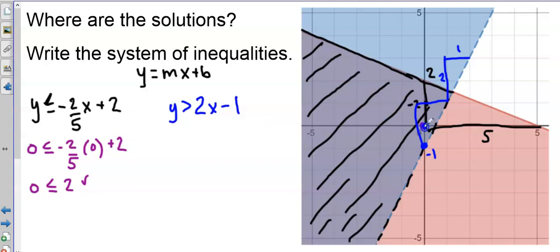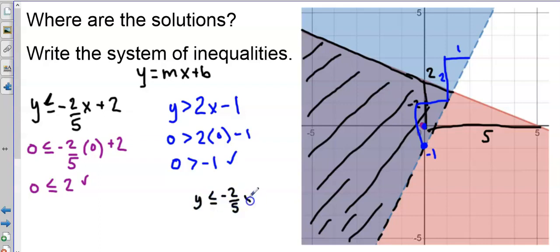So if my test point is 0, 0, I'll substitute 0 in for y, 0 in for x, and make sure that that's a true statement because it is in the blue shaded region. So that's 0 is greater than -1, which is a true statement. So the system of inequalities that is graphed here is y is less than or equal to -2/5 x plus 2, and y is greater than 2x minus 1.